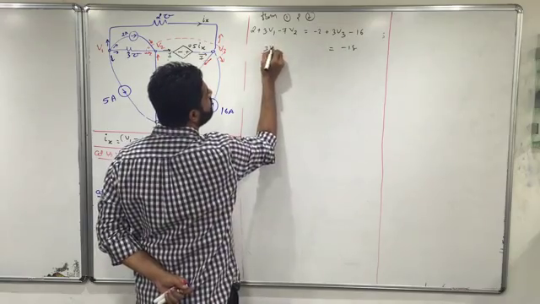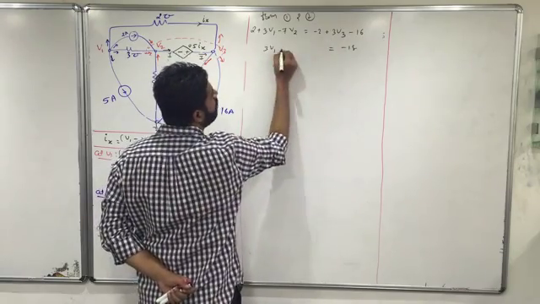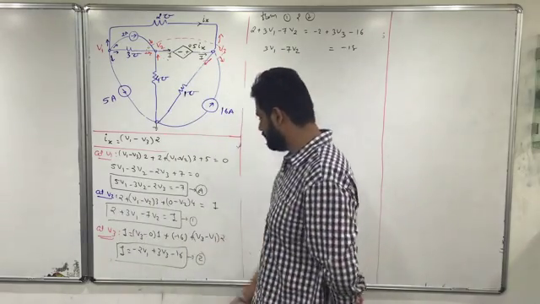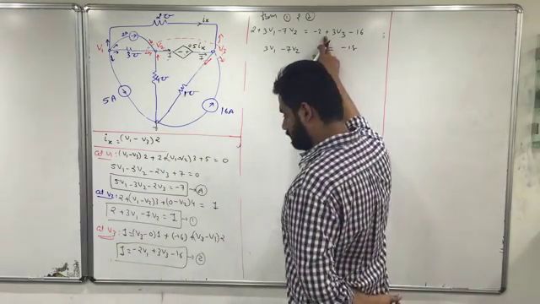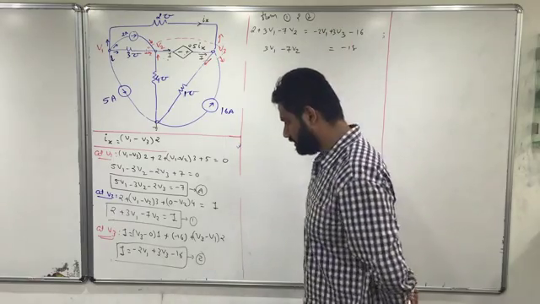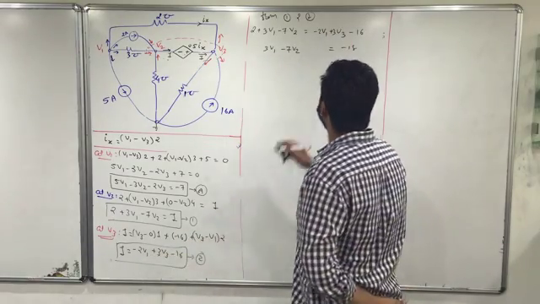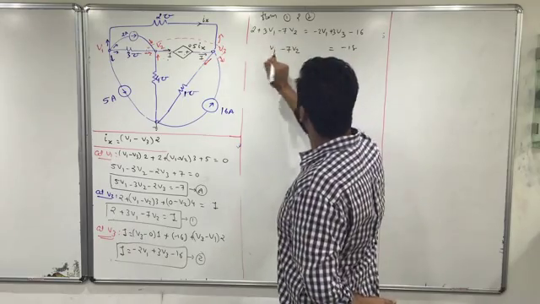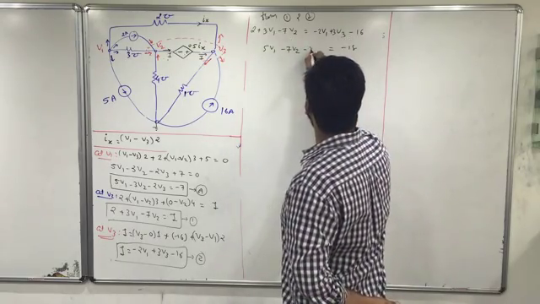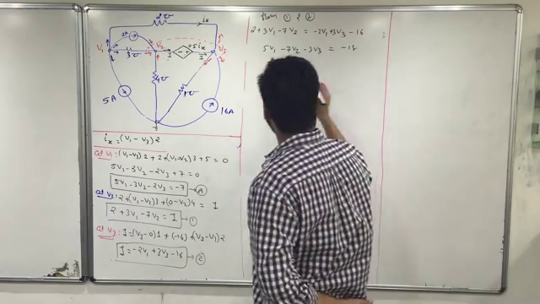v1 is not there, so 3v1. v2 is not there, minus 7v2. We don't have v1 in this equation. We do have v1 in this equation. So this is minus 2v1, right? Plus 3v3, right? Minus 2v1 plus 3v3. So 2v1 will come, we will make it 5v1. This is minus 7v2 and minus 3v3. It is equal to minus 18.